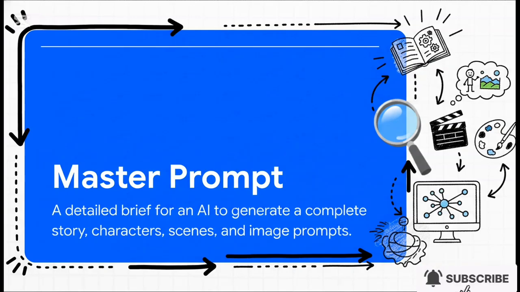Now, the secret sauce to this entire process is something called a master prompt. This isn't just asking the AI a simple question. Oh no, it's more like a super detailed creative brief that tells ChatGPT to generate, well, everything. The story ideas, the character descriptions, the dialogue scene by scene, and even the exact text prompts we're going to use to create our images later.